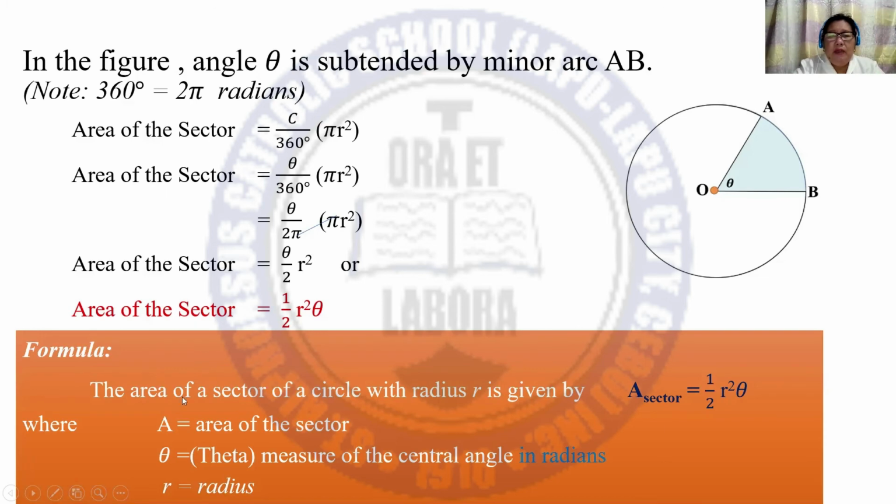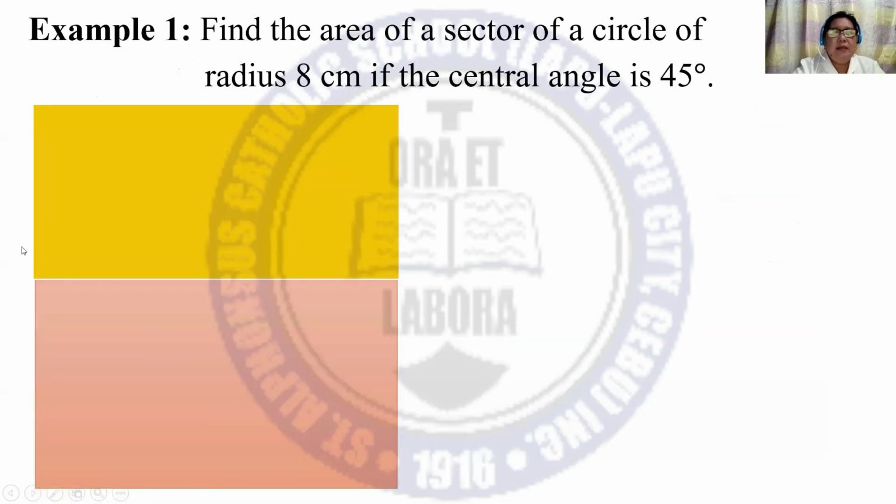So the formula for the area of the sector of a circle with radius r is area of a sector is equal to 1/2 r squared theta, where A is equal to the area of the sector and theta is the measure of the central angle in radians and r is the radius. Let us have an example. Find the area of a sector of a circle of radius 8 cm if the central angle is 45 degrees.